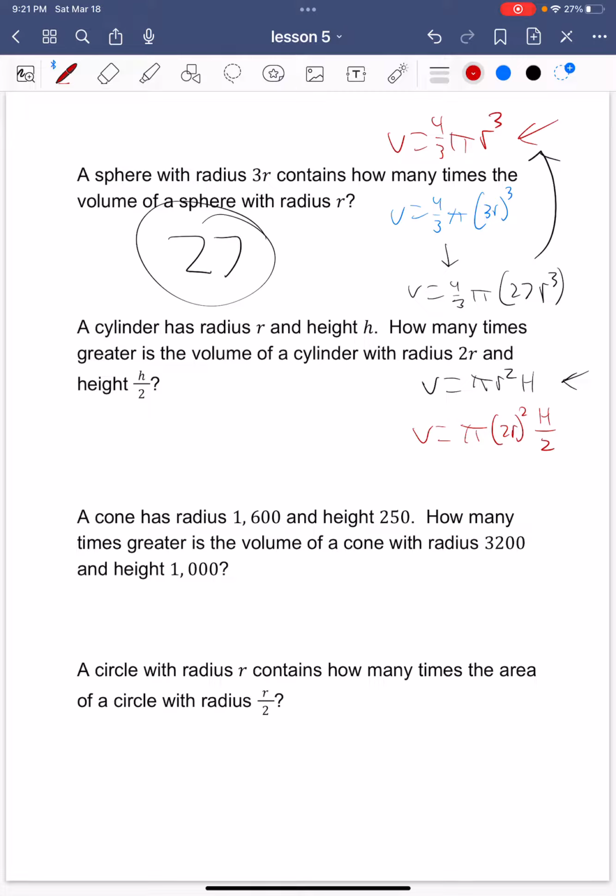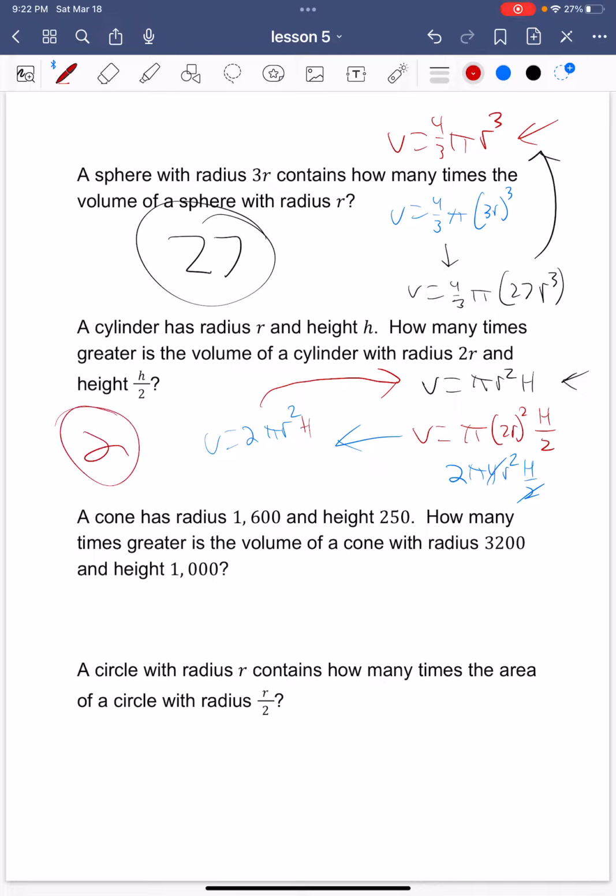So if we simplify this, we have volume equals, so the (2r) all squared is going to be 4r squared, and the height over 2 is going to stay like that. But the 4 and the 2 could cancel out to just 1, 2. So the volume here is going to be 2 pi r squared h. Now we compare. How many times bigger is 2 pi r squared h than just pi r squared h? Well, that's 2 times bigger.